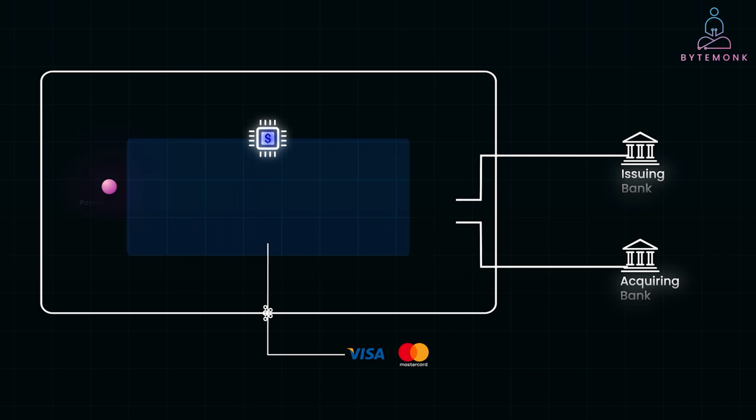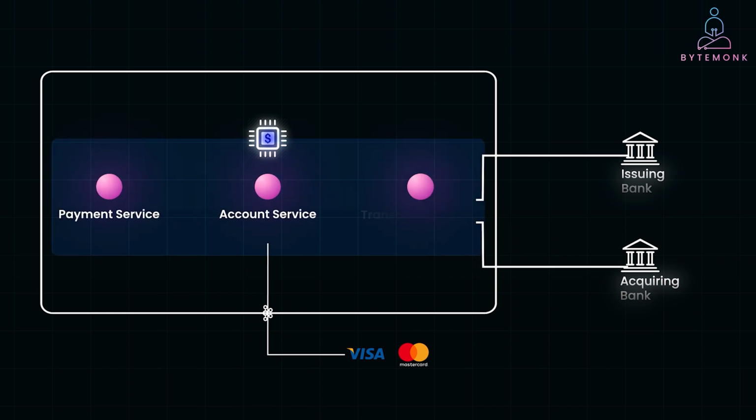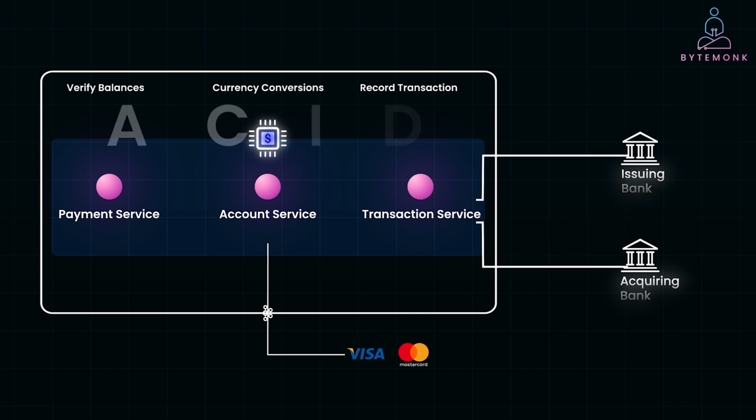In our design, the payment service, account service, and the transaction service are performing the role of the payment processor. They verify user balances, initiate the transaction, and interact with banks or external payment gateways. They also handle currency conversions, they record the transaction via the transaction service, and update the account balance via the account service. And of course, they must ensure ACID compliance and manage distributed transactions across services.